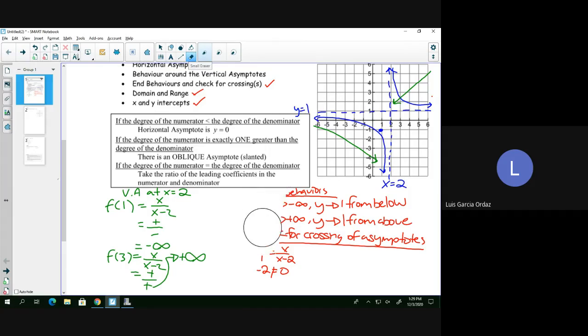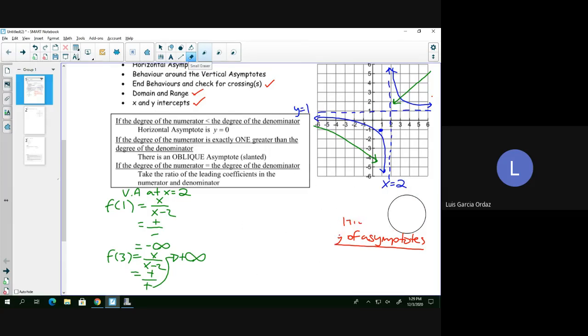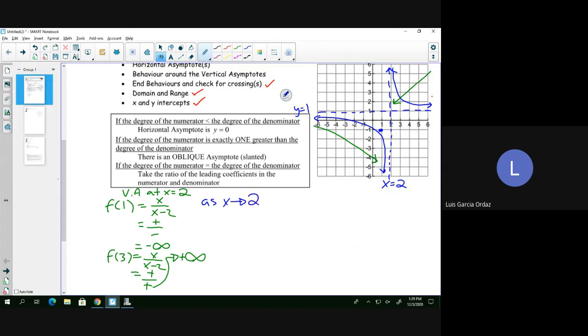So the notation in which we are going to write this is going to be as follows. We're going to write as x approaches 2 from the left. So we're going to denote a negative sign on the top right of 2. y approaches negative infinity. And as x approaches 2 from the right side, y approaches positive infinity.